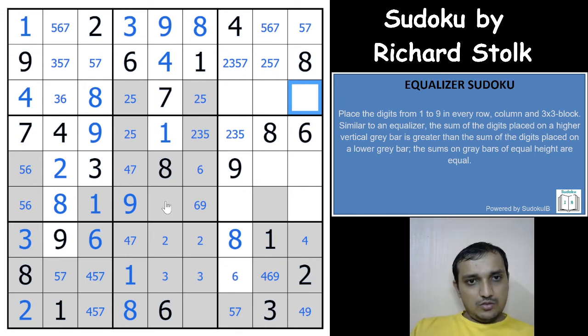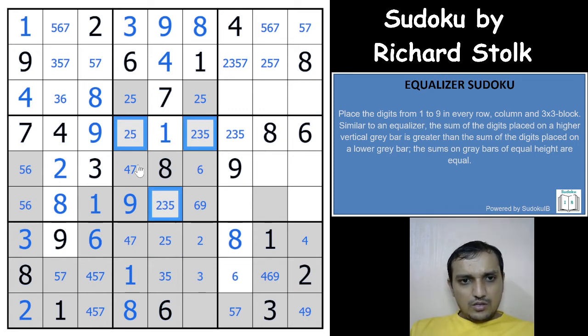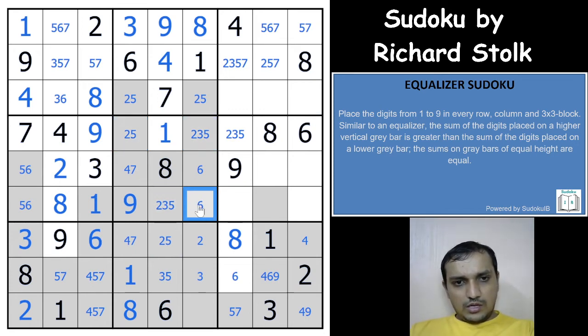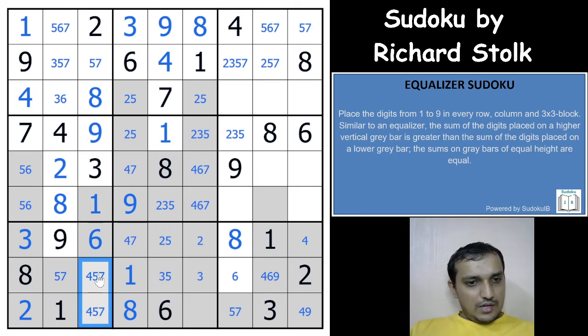Okay, 2, 3 and 5. So you get a 2, 3, 5 triplet here. Oh, this cannot be a 9. So 4, 6 and 7. Here 1 plus 6, 7 plus 4 is 11. So it is 16 or 18.